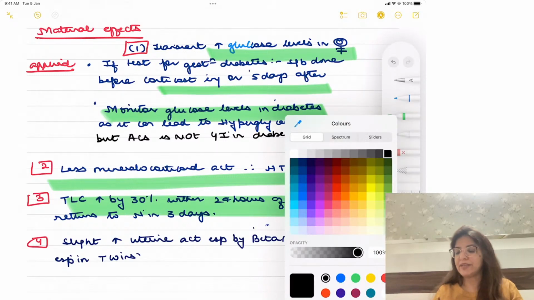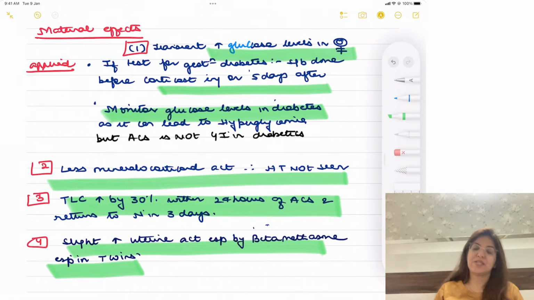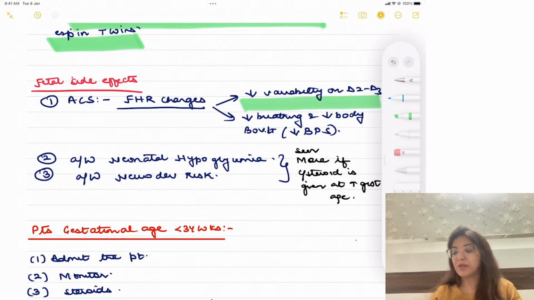Then please remember that there is a slight increase in uterine activity, especially by betamethasone, especially in twin pregnancies. So when you give betamethasone in twin pregnancies, there is a slight increase in uterine activity. So these are all the maternal effects which are seen with corticosteroids. Now the fetal effects: corticosteroids can lead to decreased variability on day 2 or day 3. So if you are doing NST and you get decreased beat to beat variability, then that could be because of corticosteroids.